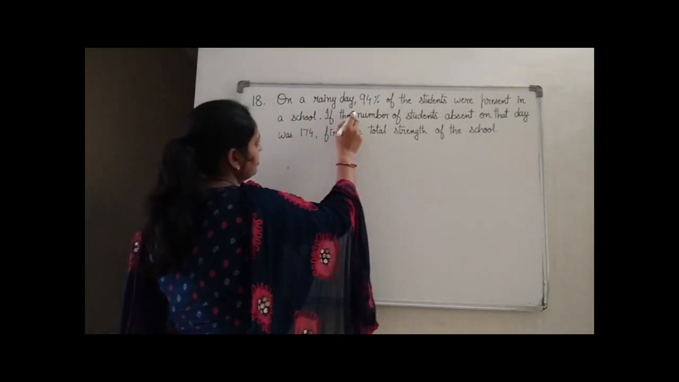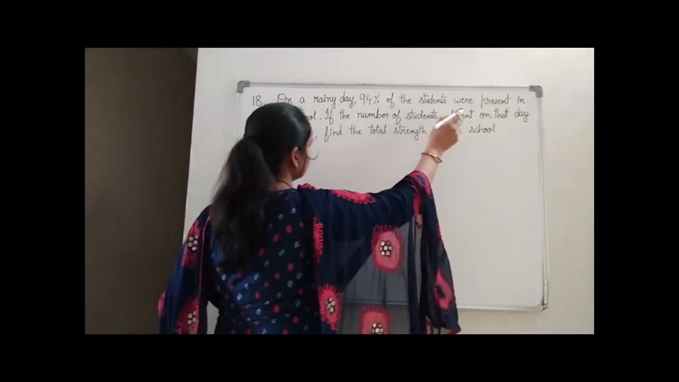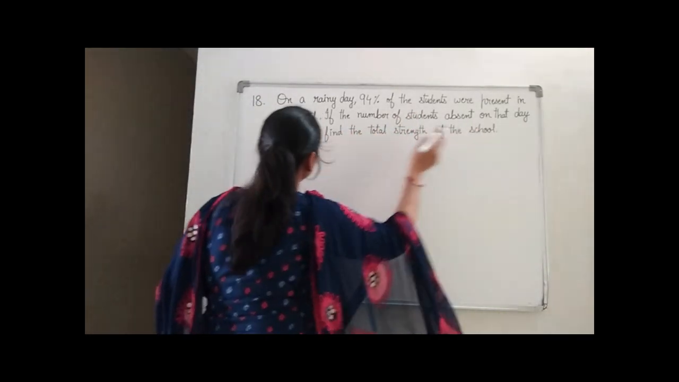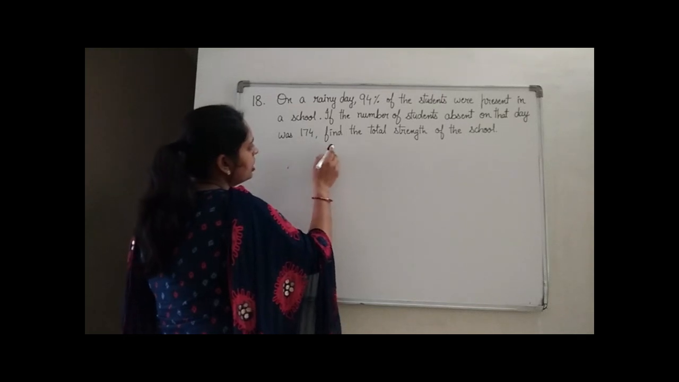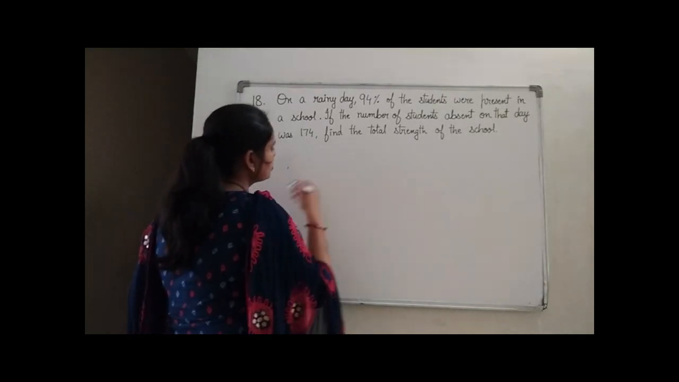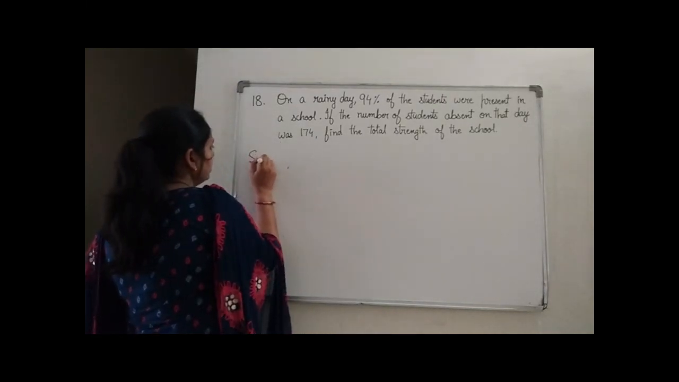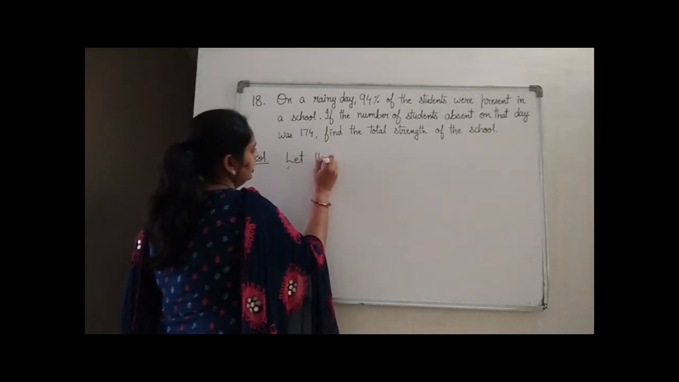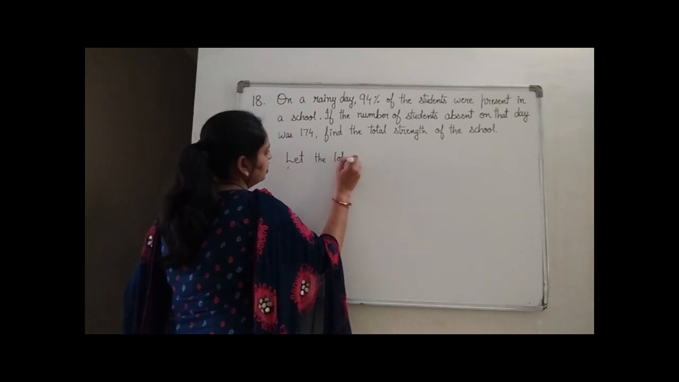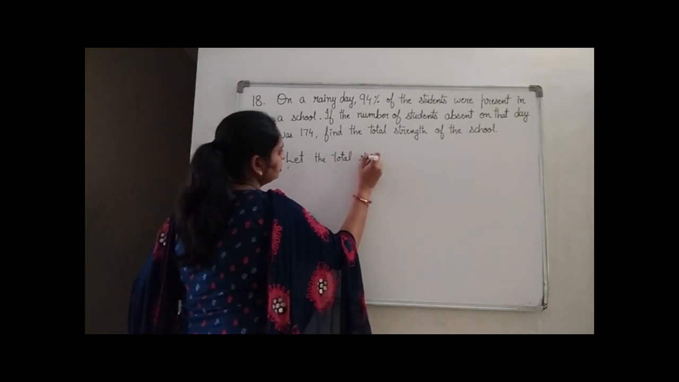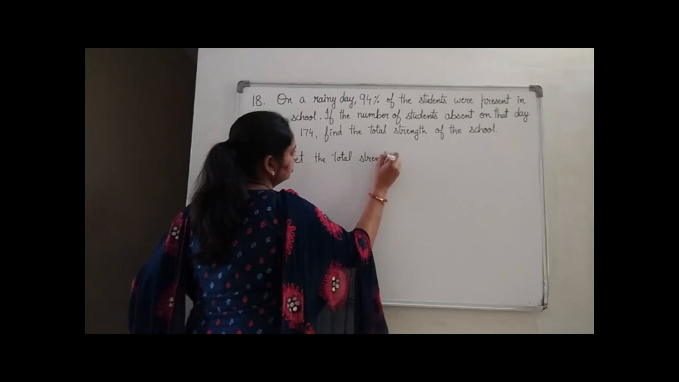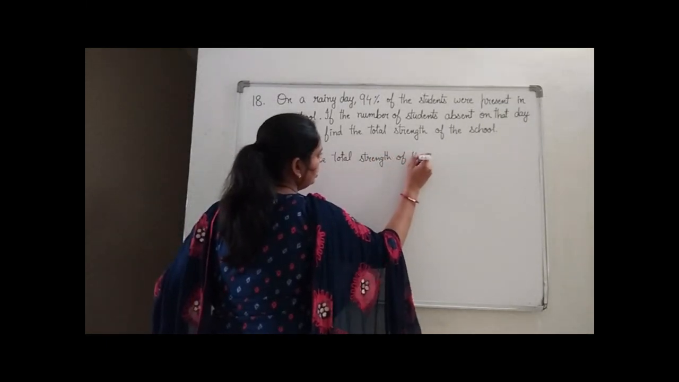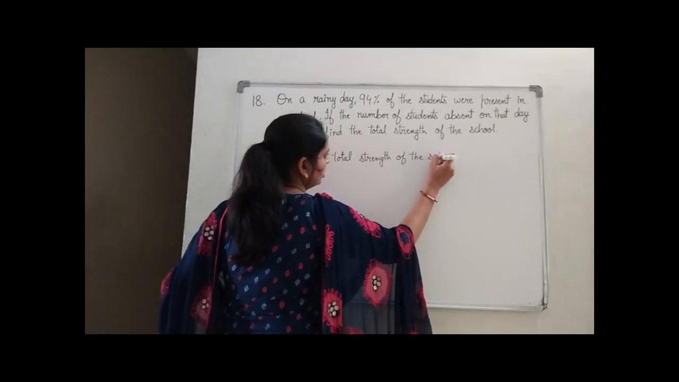Okay. Now see the 18th question. On a rainy day, 94% of the students were present in a school. If the number of students absent on that day was 174, find the total strength of the school. So let us suppose, let the total strength of the school be x.